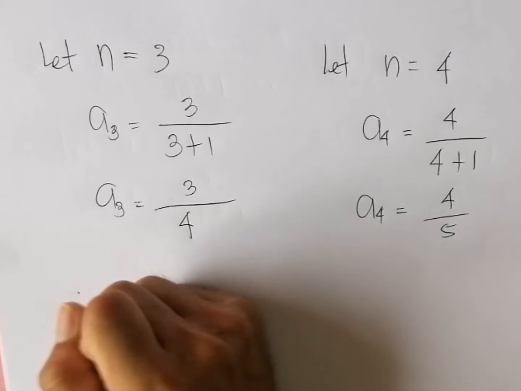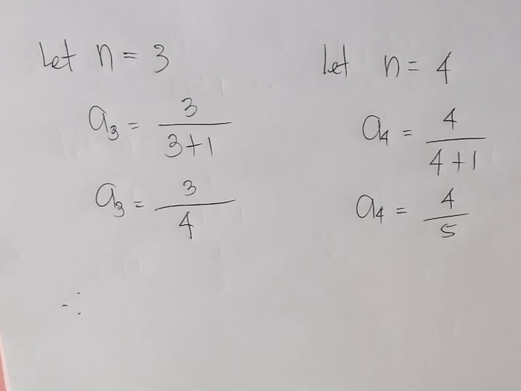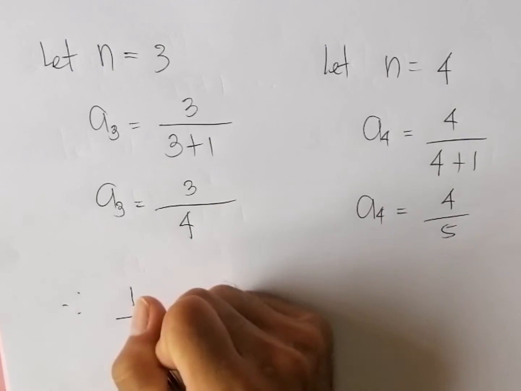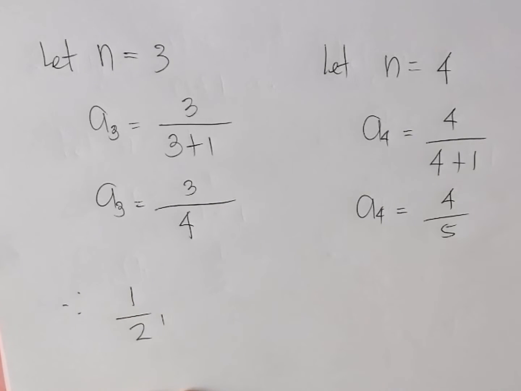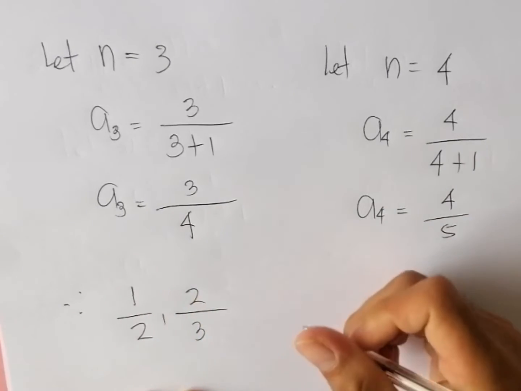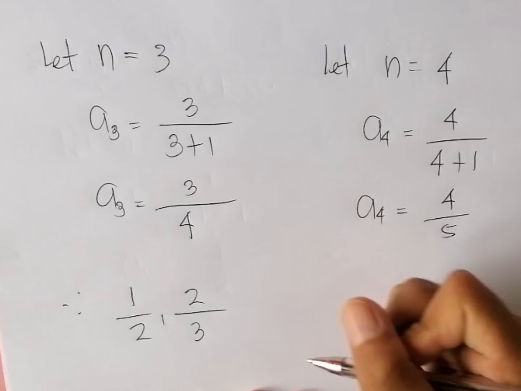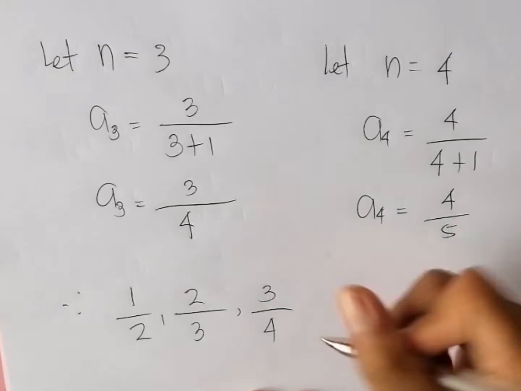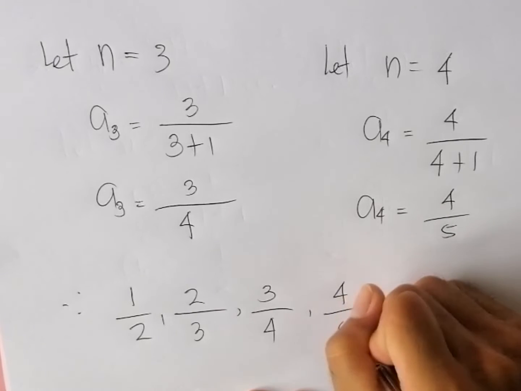Therefore, the first four terms of the sequence are 1/2, 2/3, 3/4, and 4/5.